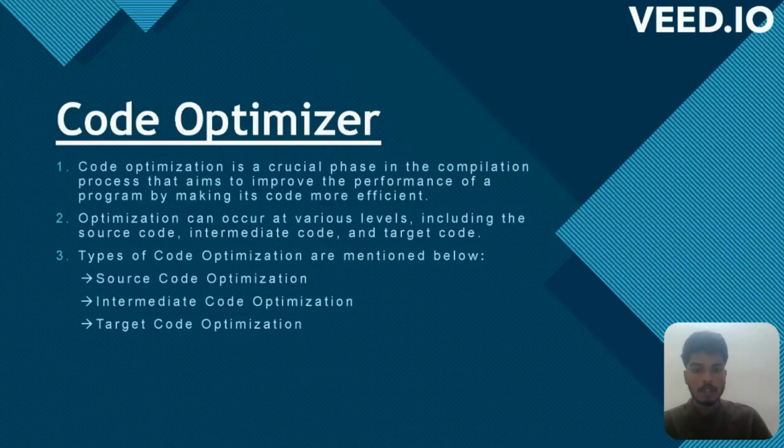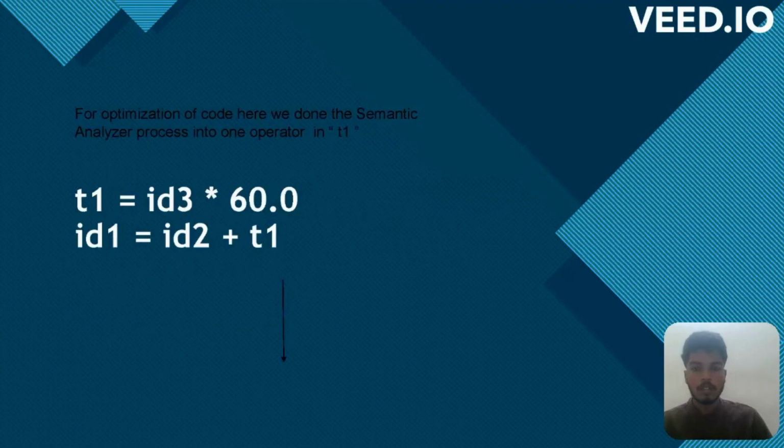Code optimization is a crucial phase in the compilation process that aims to improve the performance of a program by making its code more efficient. Optimization can occur at various levels, including the source code, intermediate code, and target code. Types of code optimization are mentioned below: source code optimization, intermediate code optimization, target code optimization. We see an example of code optimization.